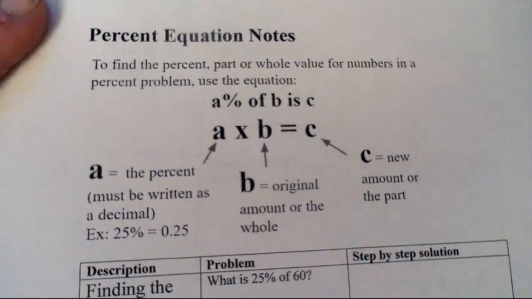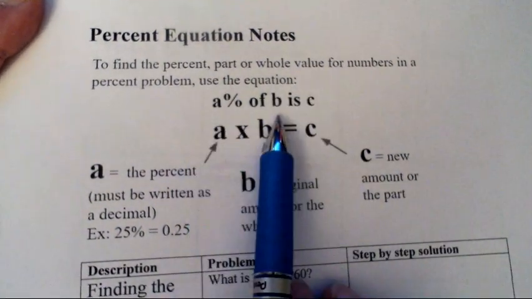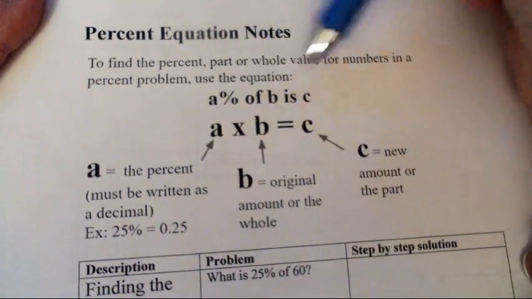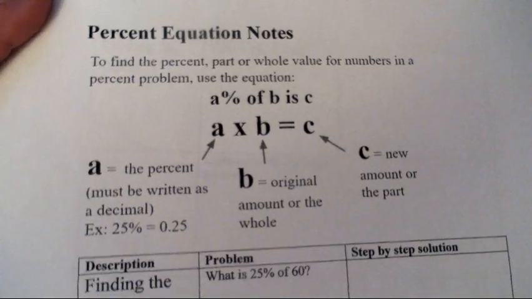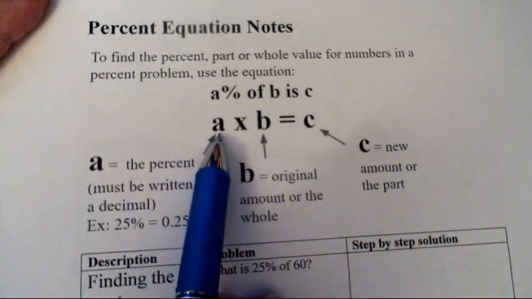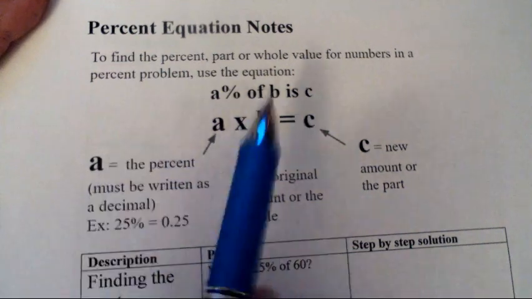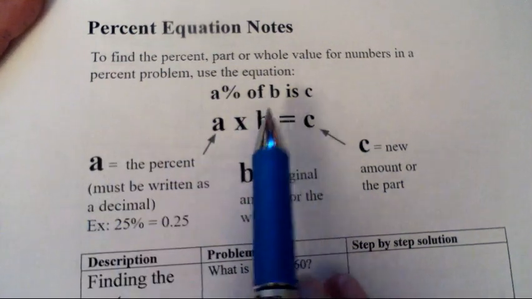Okay, so we are learning a new concept. We are learning about the percent equation. We remembered the sentence, A percent of B is C, to help us remember the parts. A is always the percent of a number, and it needs to be written as a decimal. So I'll show you that when we solve for A.